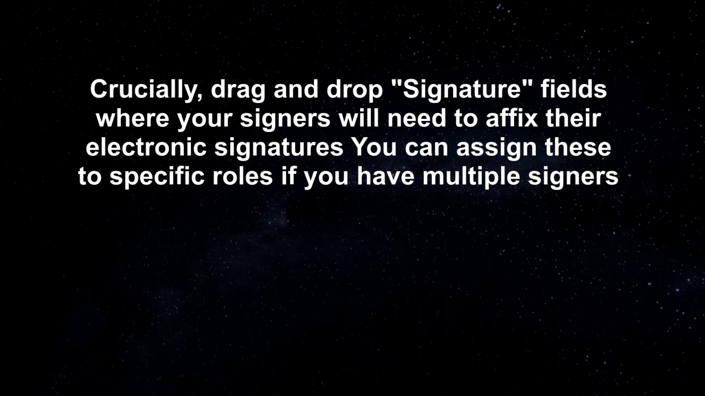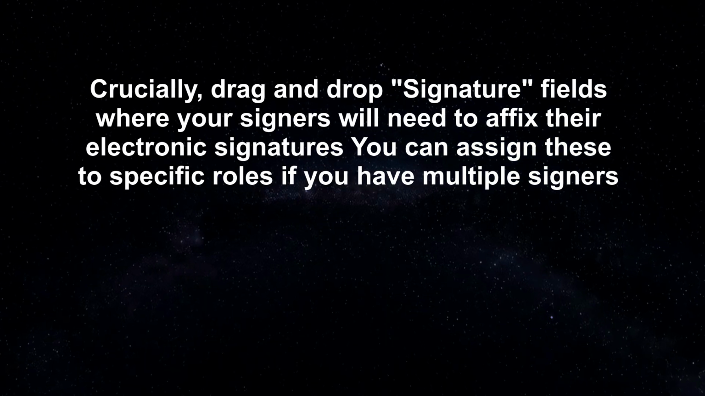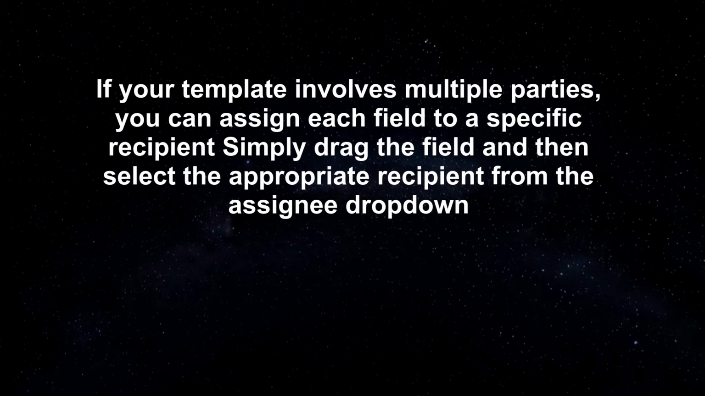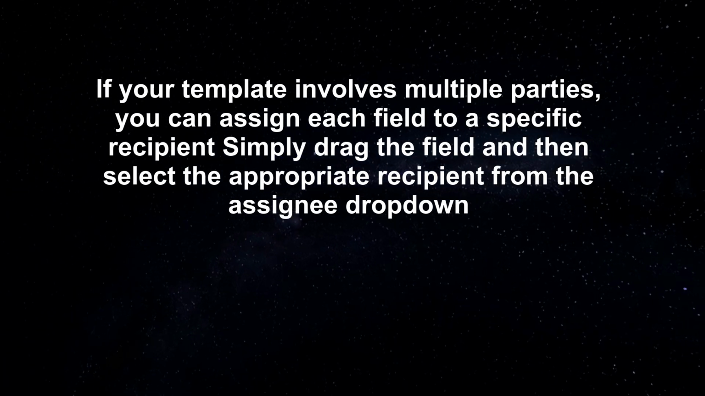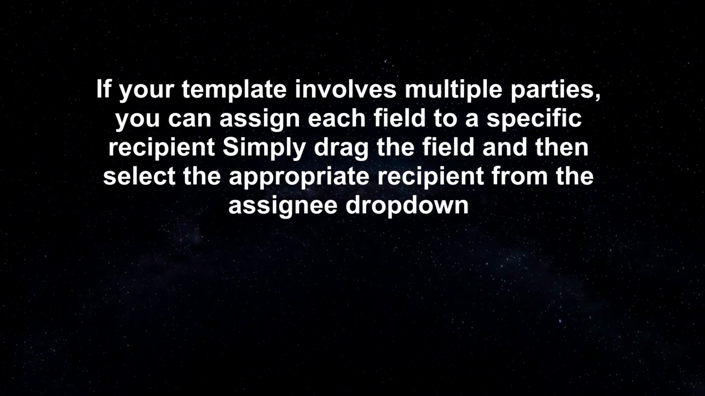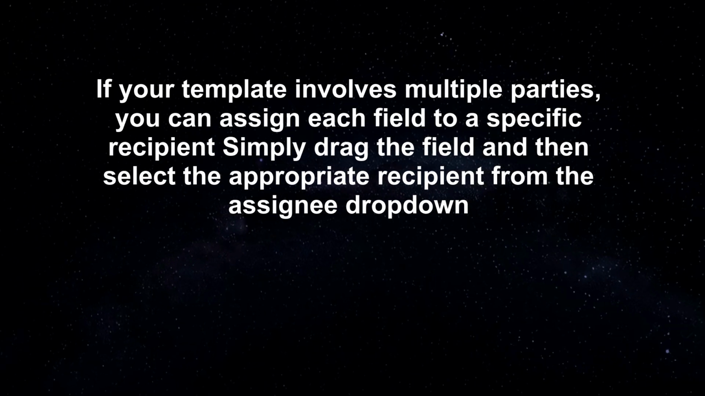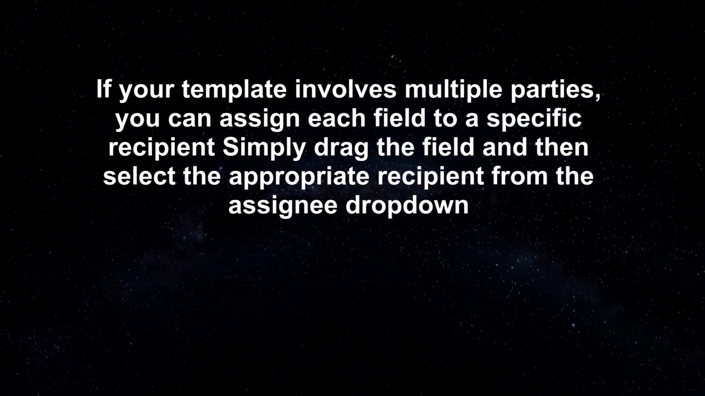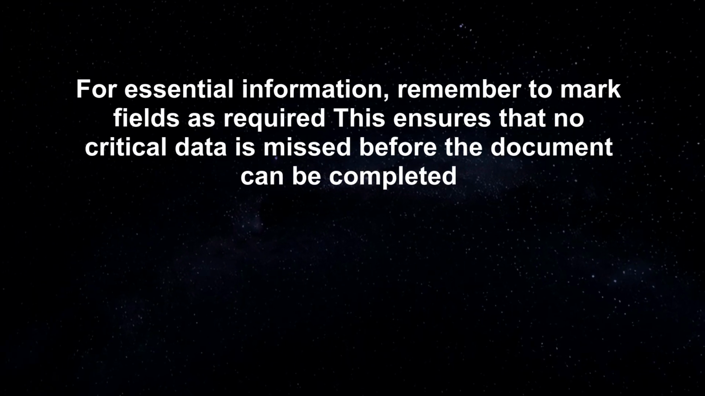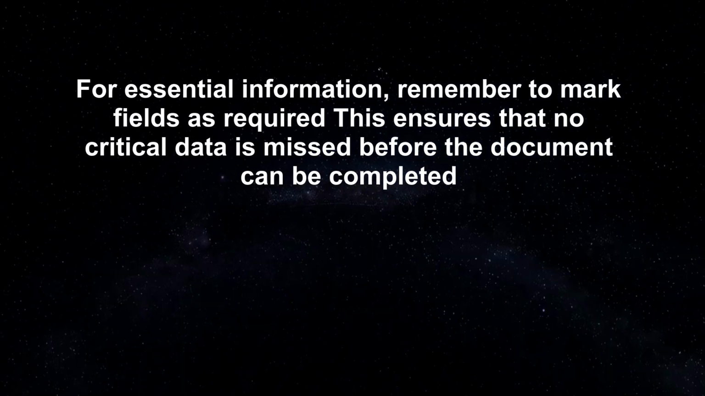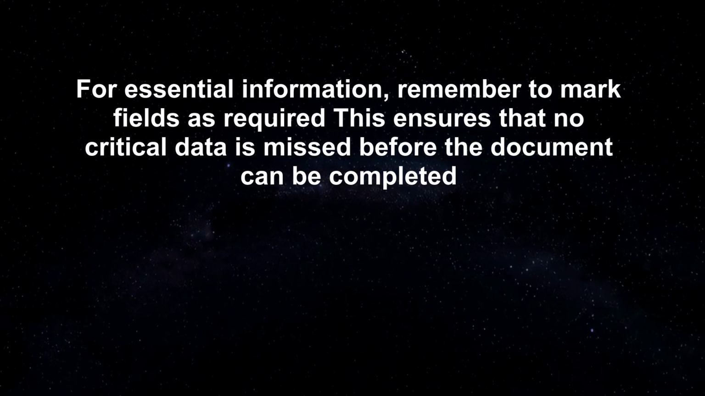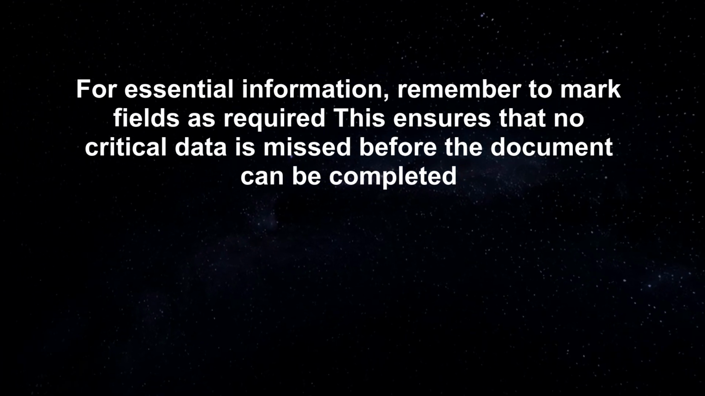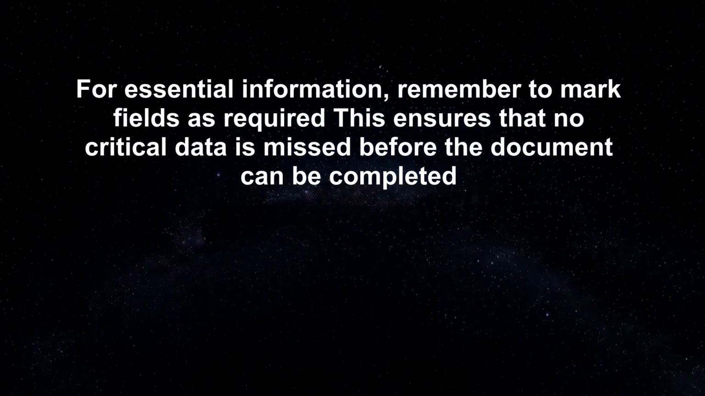You can assign these to specific roles if you have multiple signers. If your template involves multiple parties, you can assign each field to a specific recipient. Simply drag the field and then select the appropriate recipient from the Assignee dropdown. For essential information, remember to mark fields as required. This ensures that no critical data is missed before the document can be completed.